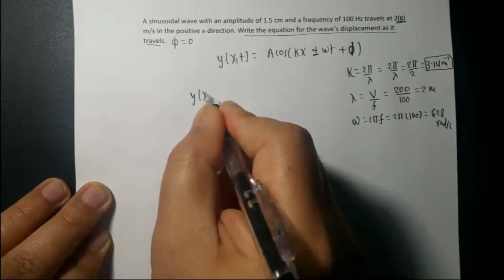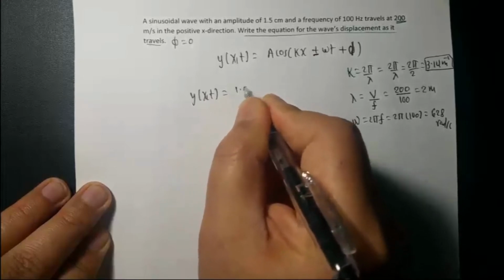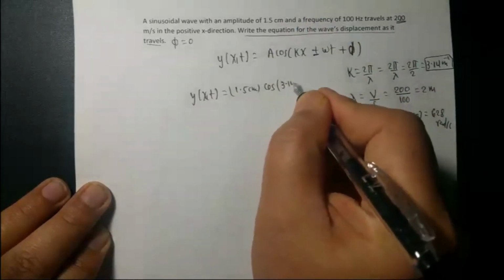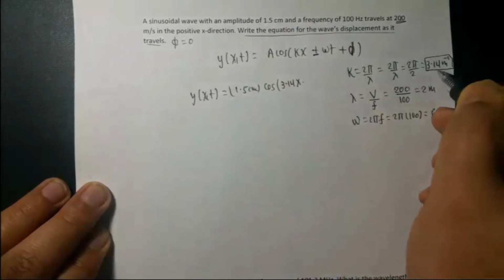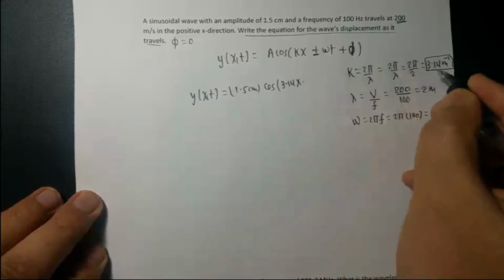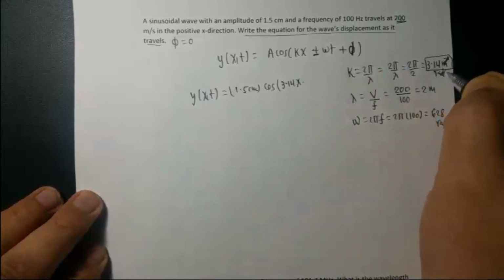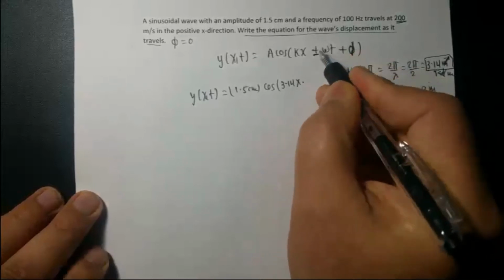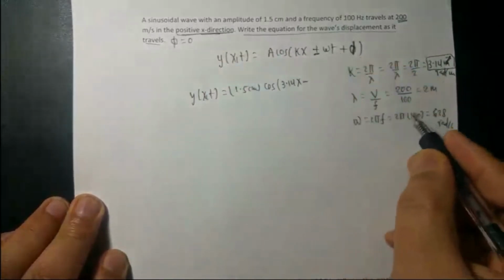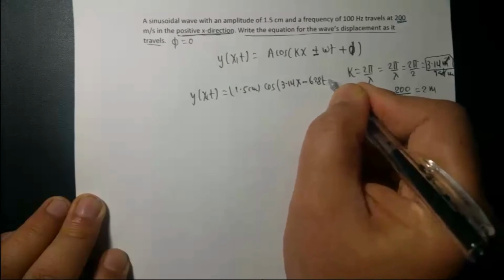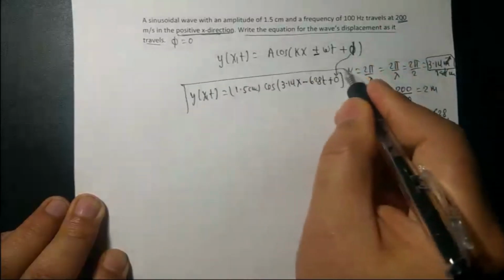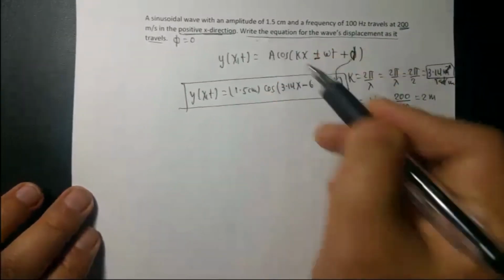So the wave equation: the amplitude is 1.5 centimeters, that's given. Cos of k, which is 3.14 x, with units of radians per meter. Since it's traveling in the positive x direction, you need minus. Omega is 628 t, plus 0 phase, because we consider it 0. So that's your complete wave equation for this particular wave.